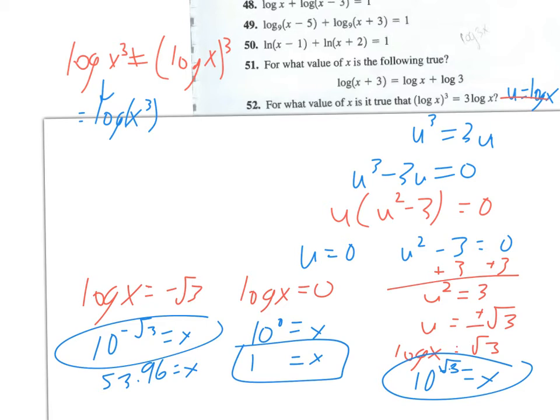And then 10 to the negative 3 would be the reciprocal of that, which would be 0.0185. So you could write it like that as well. All right, next up, number 54.